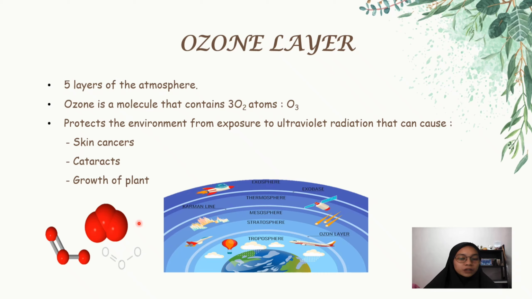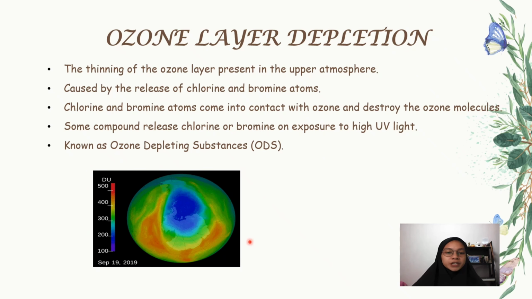Ozone is a molecule that contains 3 oxygen atoms that forms O3. It protects the environment from exposure to ultraviolet radiation that can cause skin cancers, cataracts, and growth of lung. Ozone layer depletion is the thinning of the ozone layer that is present in the upper atmosphere.